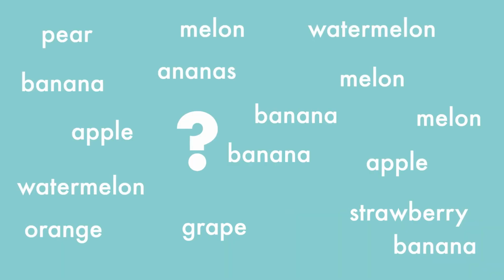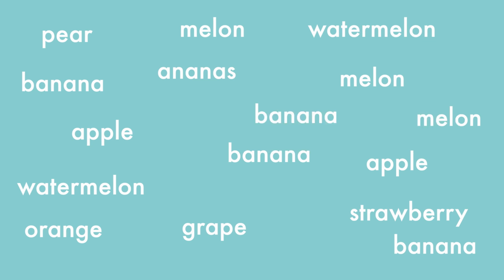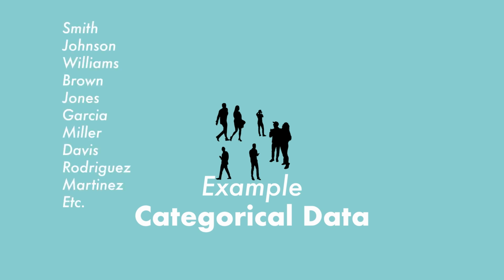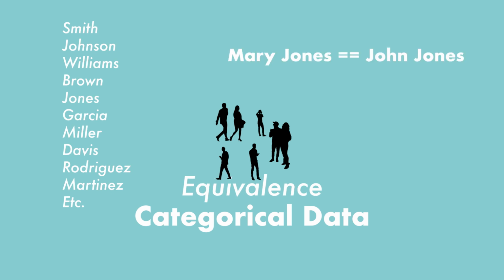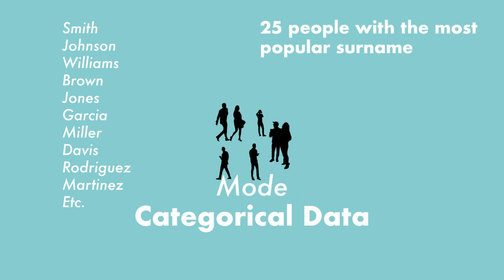And how do we perform operations on categorical data? The central tendency of a set of categorical variables is given by its mode, but the mean and the median cannot be defined. As an example, given a set of people, we can extract the list of their surnames. This is categorical data. We can consider operations such as equivalence, whether two people have the same surname, counting, how many people have a given surname, or finding the mode, which name occurs more frequently.